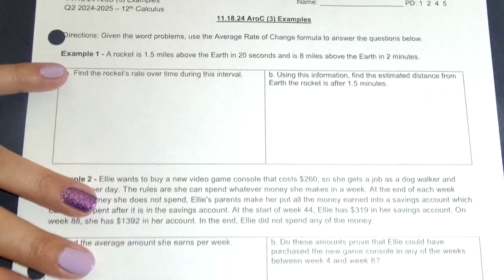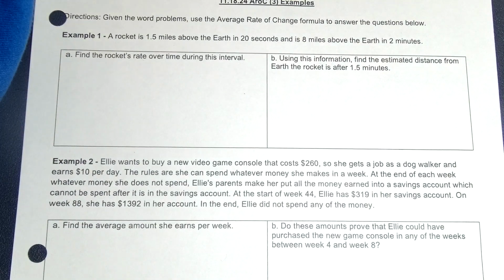Okay. So here's the change from level 2 to level 3. The first thing is you're not going to get a graph. You're not going to get a function. You're not going to get a table.